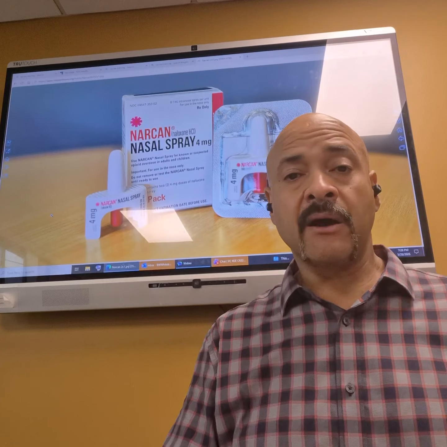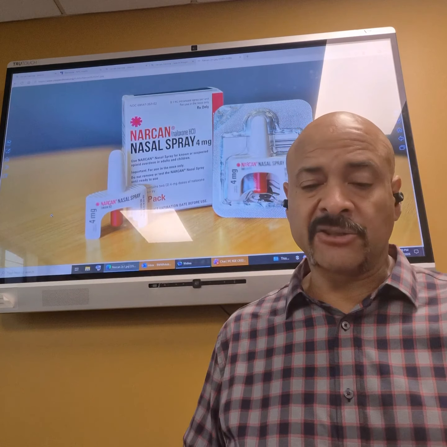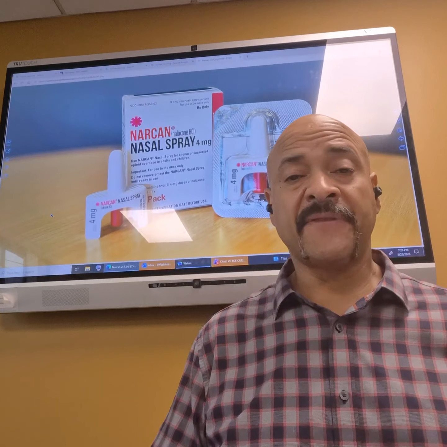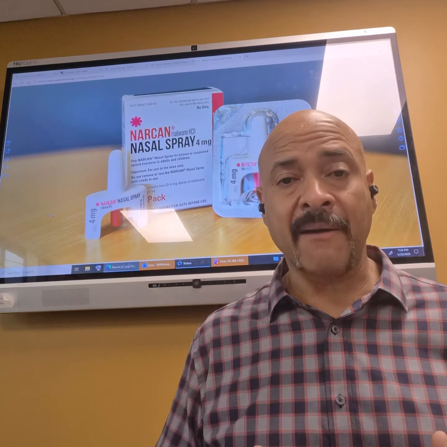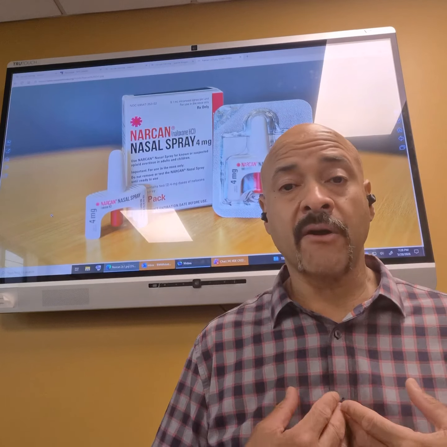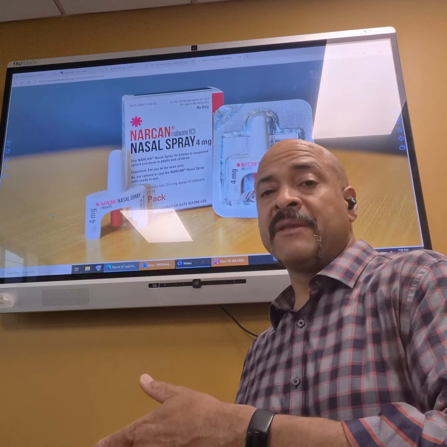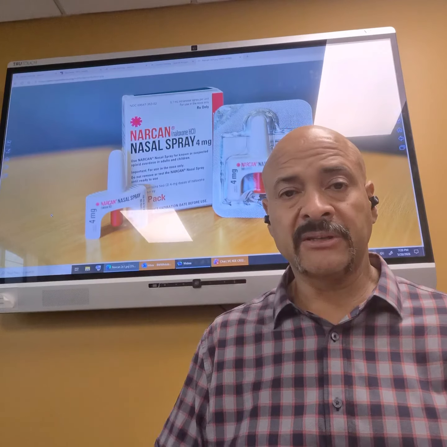Okay? You want to lean them on their side. This is called the recovery position. Put them on their side, because if they wake up, they may actually vomit. You want to make sure that they don't choke on their own vomit, so if they throw up, they're on their side.